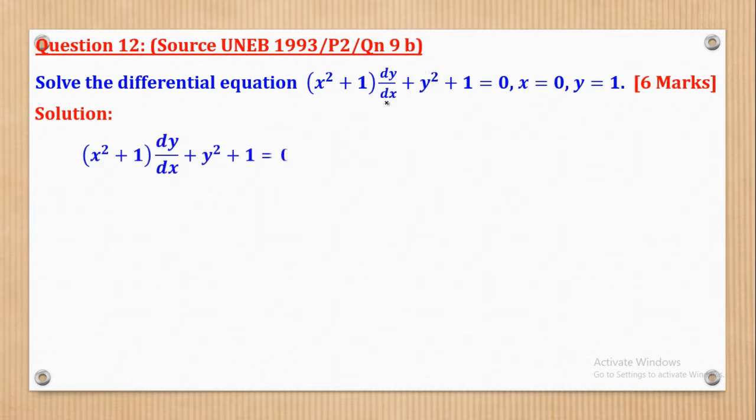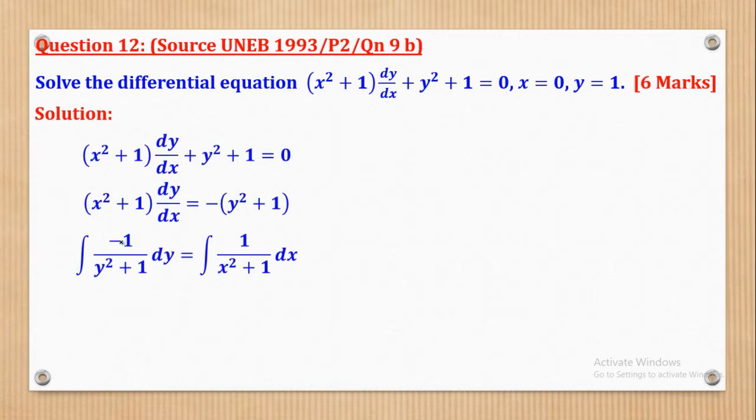So the first thing to do is to rearrange and separate the variables. So when I separate, I'll come up with negative 1 over y squared plus 1 dy, and this side it will be 1 over x squared plus 1 dx. Then I have to put integrals on both sides. After that, I will have to integrate.